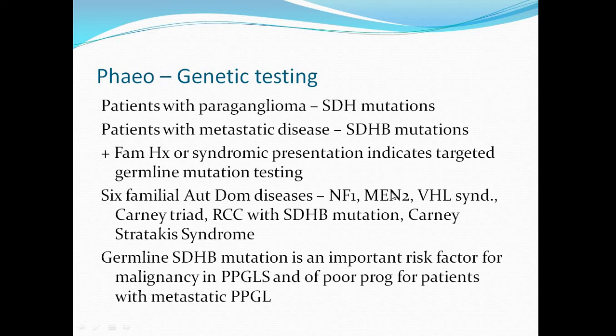These are neurofibromatosis 1, MEN2, von Hippel-Lindau syndrome, the Carney triad, and RCC with SDHB mutation. So a renal cell carcinoma could present with that, and Carney-Stratakis syndrome. Germline SDHB mutations are an important risk factor for malignancy in PPGLs, and an important poor prognostic factor.